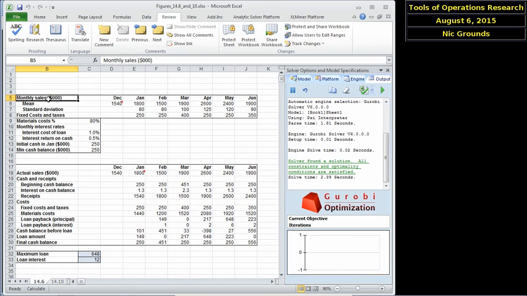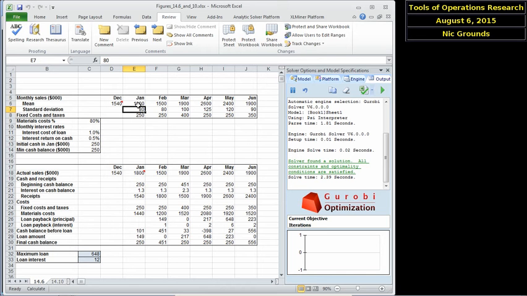So we have our monthly sales. We know how much we're going to sell in December. That's already happened. That's certain. However, for January through June, we don't know how much we're going to sell. What we know is a mean or expected number we'll sell and a standard deviation. Now, we'll come to this later, but what that implies is we're going to use a normal random value distribution. We'll explain that in a minute.